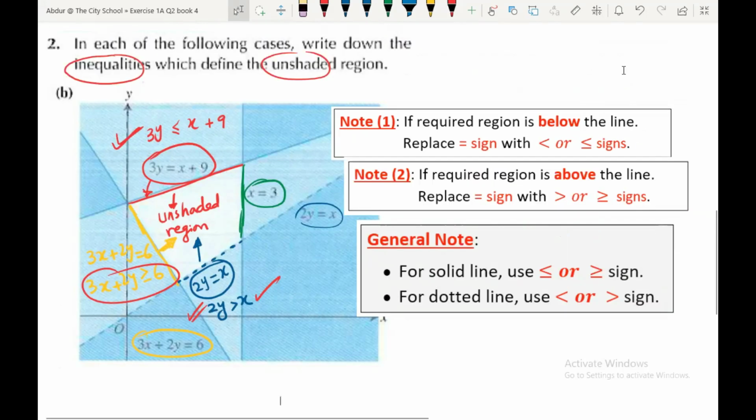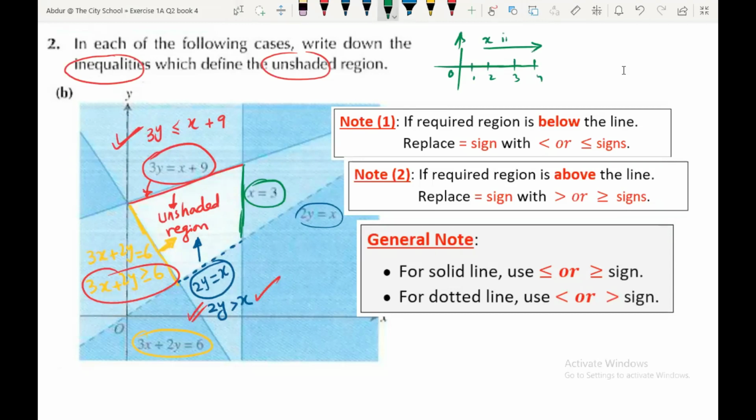And the last line is the green line, which is a vertical line. The equation of this green line is x equal to 3. So this is not the case of below or above. It is the left or right case here. So observe the values of x will be increasing. Suppose this is the axis here, 0, 1, 2, 3, 4. So x is increasing on the right side.